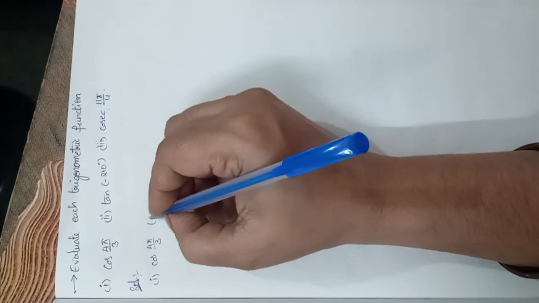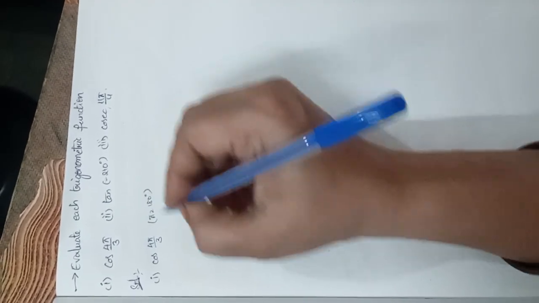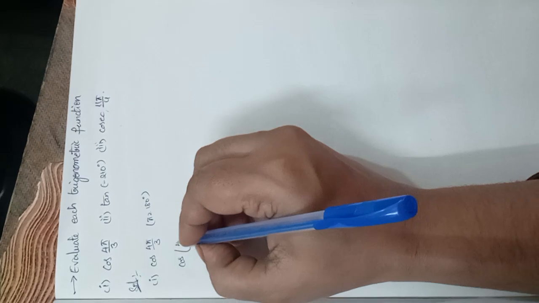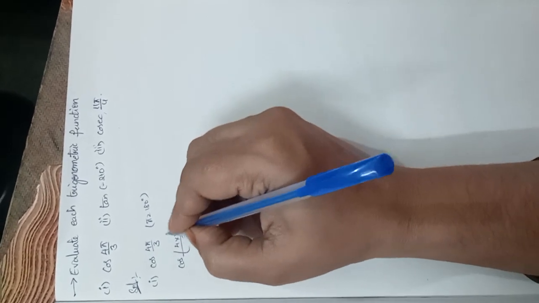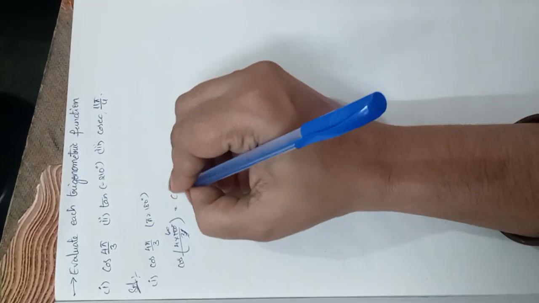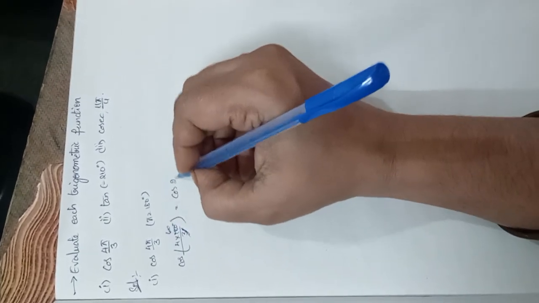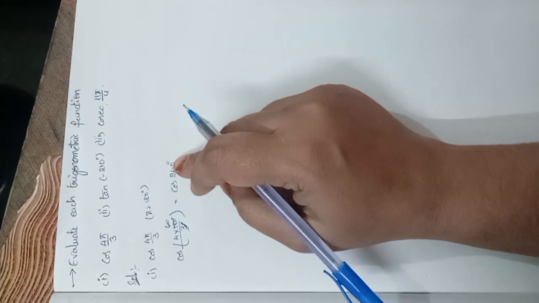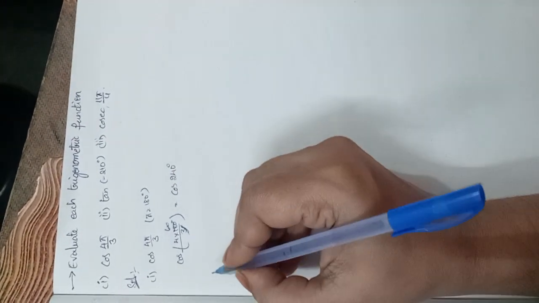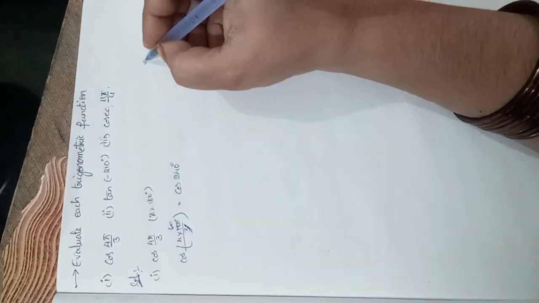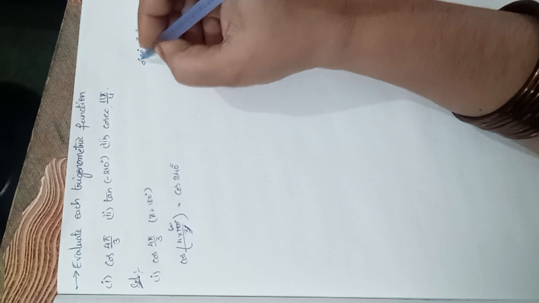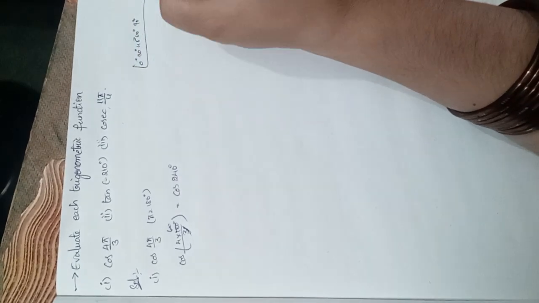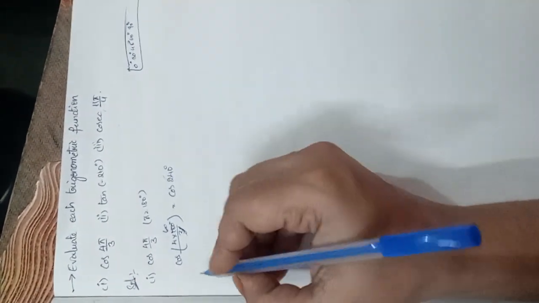Here, π equals 180 degrees. So cos of 4 into 180 degrees by 3. 3 into 60 is 180, so this equals cos of 240 degrees. Now we have to find the value for this, right? Actually we have the values for 0, 30, 45, 60 and 90 degrees, so using these values we have to find this.